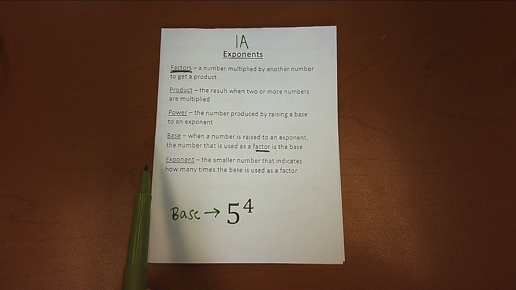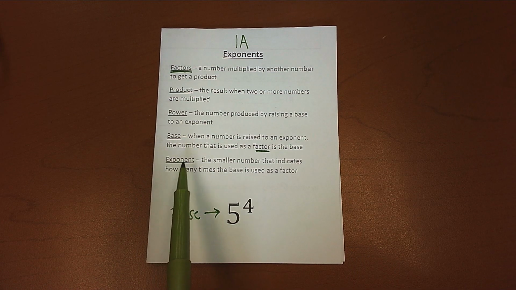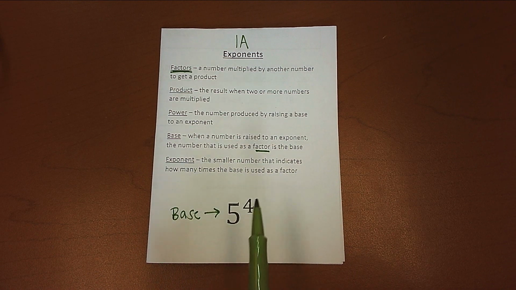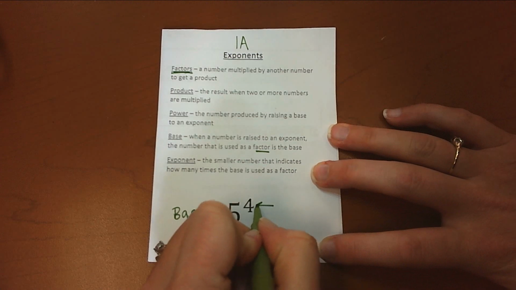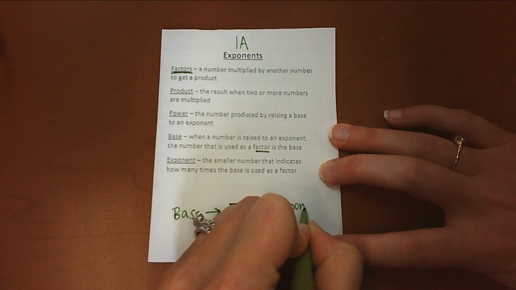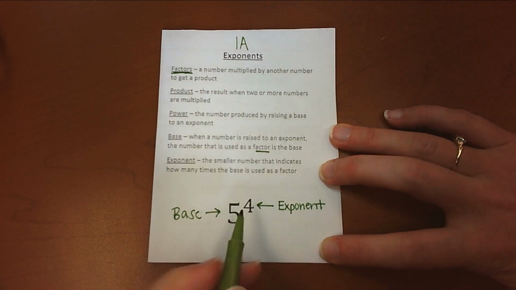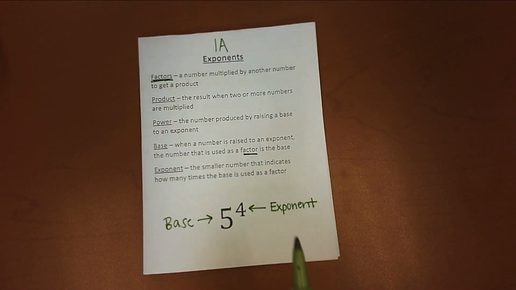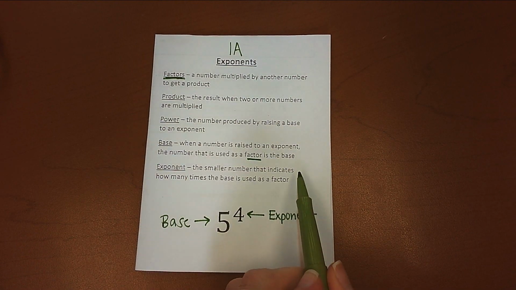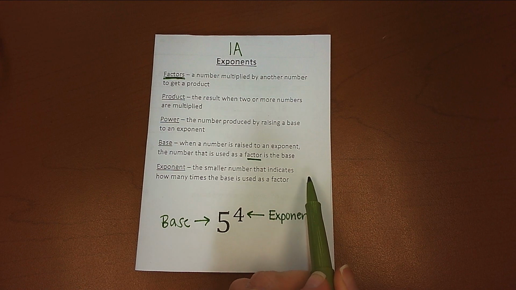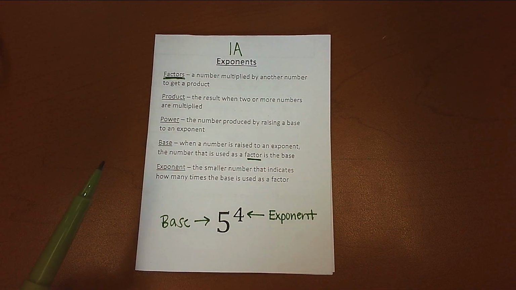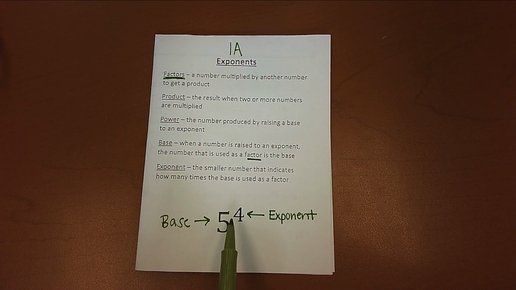And then exponent. An exponent is the smaller number that indicates how many times the base is used as a factor. So in this case, the 4 is my exponent. So I want you to label it here. The 4 is my exponent. And also, if you're still listening, I want you to put a little 4 next to the definition for exponent. So out to the side here, just put a number 4 so that I know you're listening to me. So we've got our base is 5, our exponent is 4.